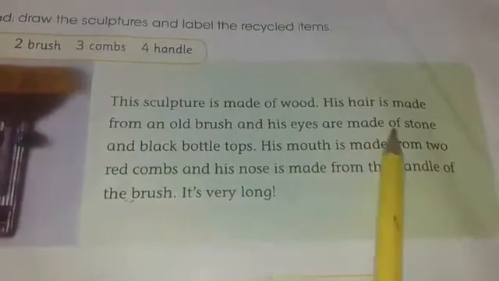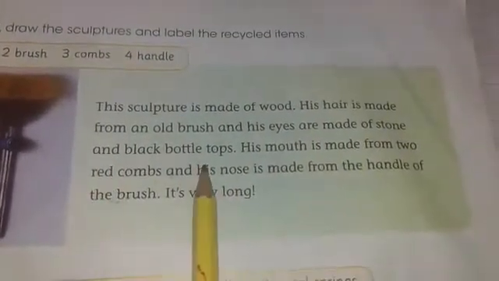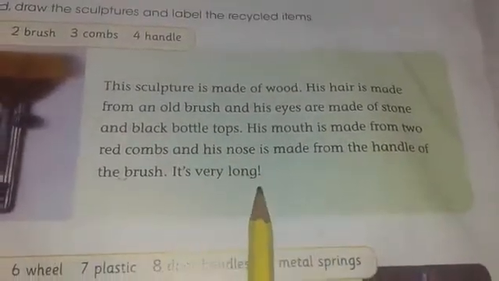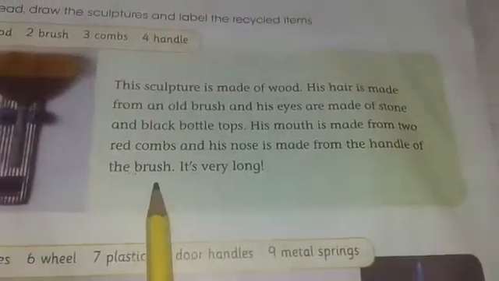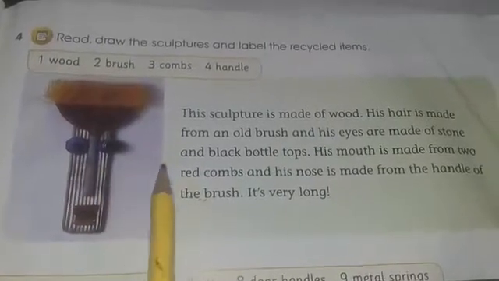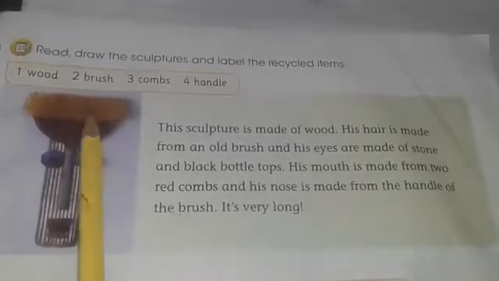This sculpture is made of wood. His hair is made from an old brush and his eyes are made of stone and black bottle tops. His mouth is made from 2 red combs and his nose is made from the handle of the brush. It's very long. Here they have described what he has done here. This sculpture is made of wood. It's made of wood, right? His hair is made from an old brush.